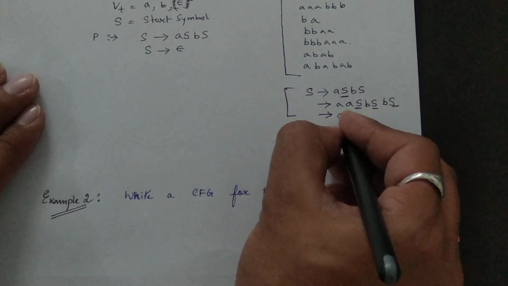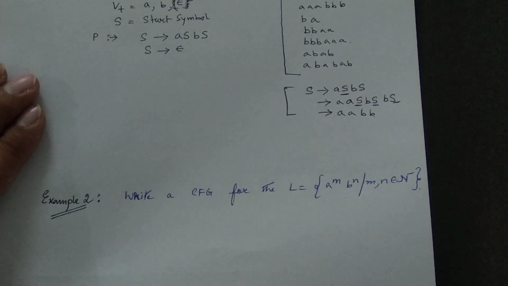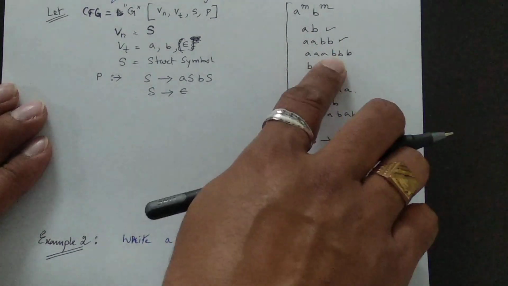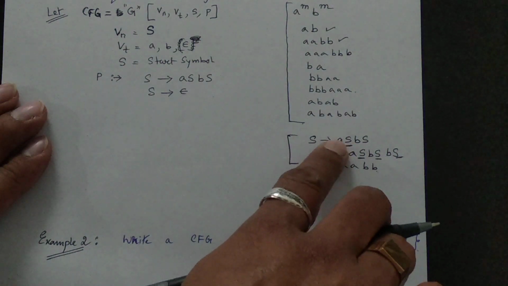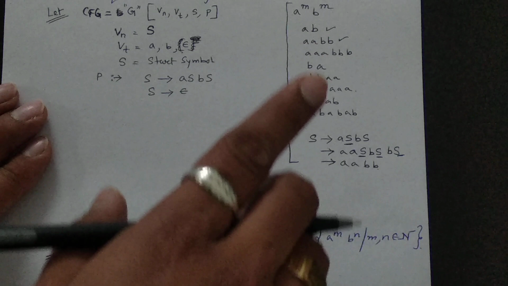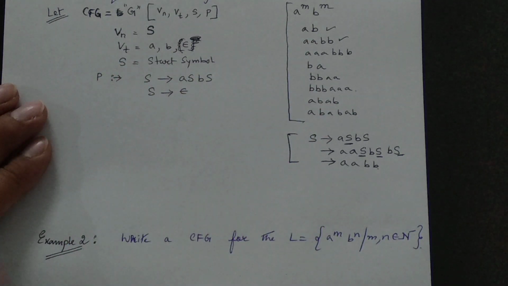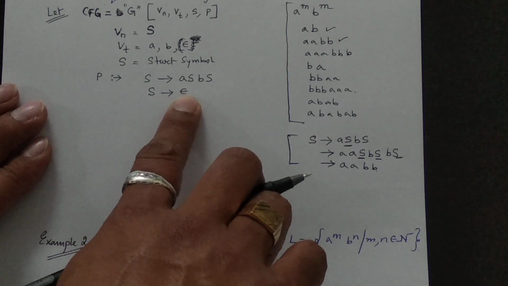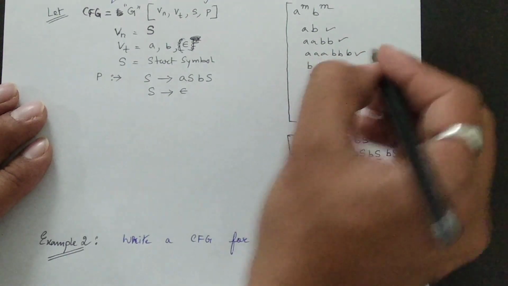Then what will be the string? AABB. Which is the next string? If you want triple A, triple B, again you can replace S by the same production. In this way, you can go n number of times until you are satisfied, and once you are satisfied and want to stop the process, you can use the production S tends to epsilon. Now we are done with all these three things.